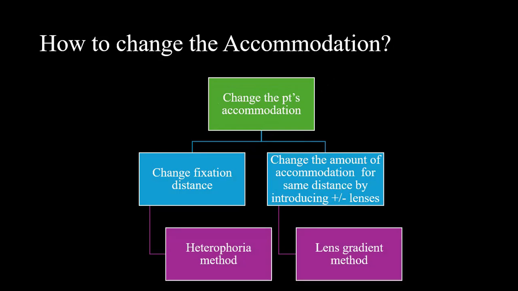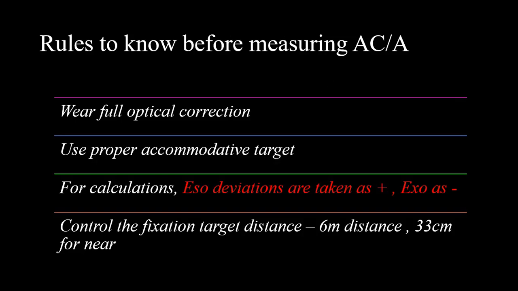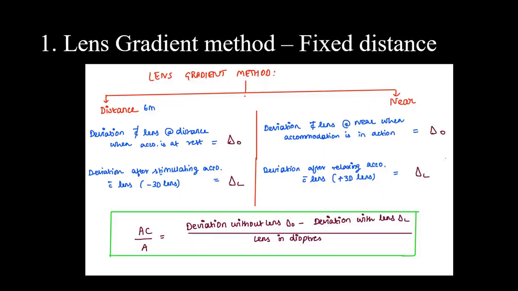If we change the fixation distance, it's called the heterophoria method. If we use lenses, it's called the lens gradient method. The rules to know are that the patient has to wear full optical correction, use a proper accommodative target, and also take care of the fixation distance, 6 meters and 33 centimeters. For all calculation purposes, esotropia is taken as plus and exotropia as minus.